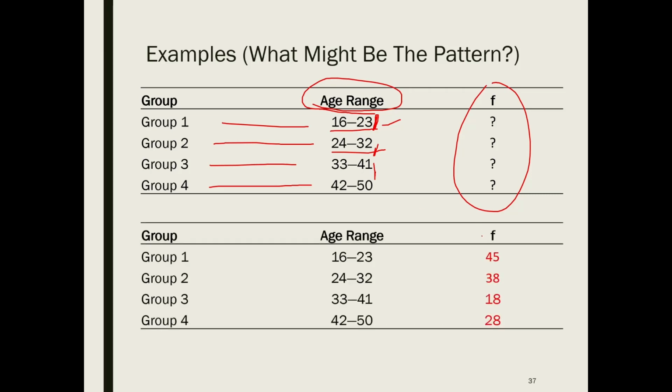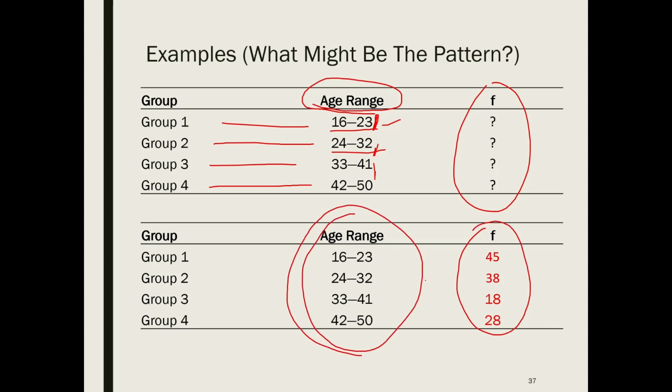So that's what you will get: the frequency I found by using this age range. Of course, I set up this age range by myself. There's no special reason. You can even add another group over here and make the ranges smaller to see what happens. But when we add those together, you can see I have 45 people in group 1, 38 in group 2, 18 in group 3, and 28 in group 4.